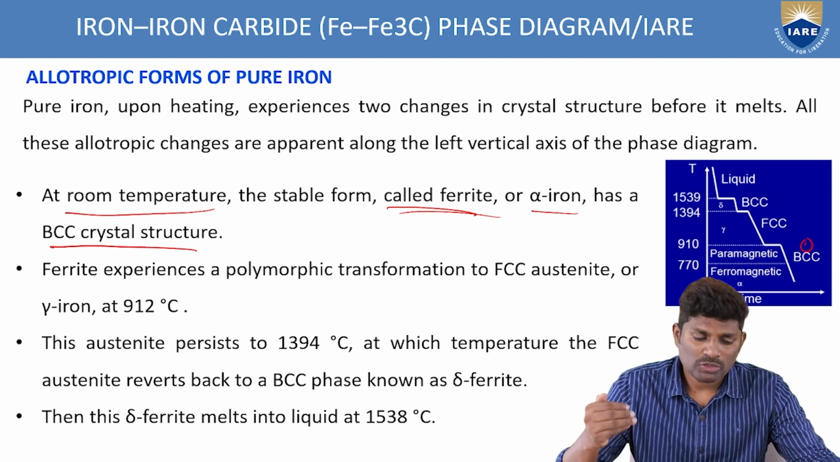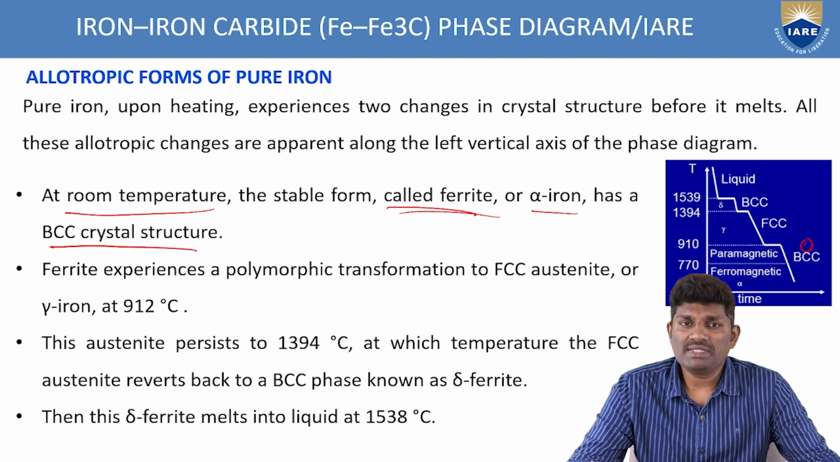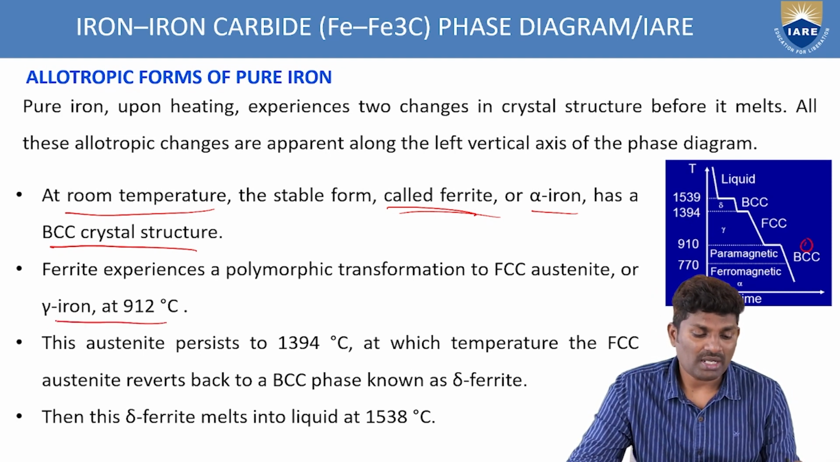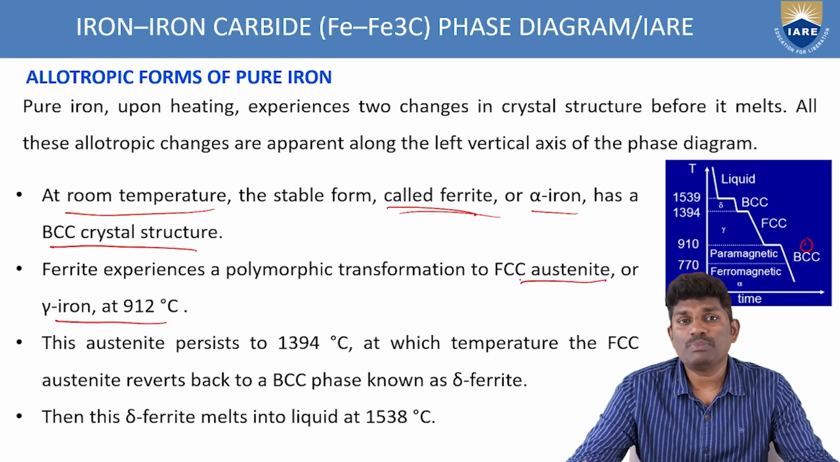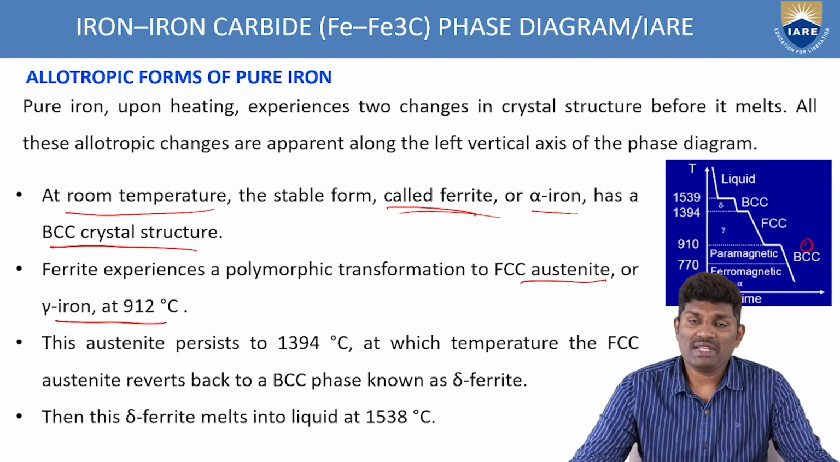Now, slowly this ferrite, the alpha iron, will experience a polymorphic transformation. Polymorphic means different types of crystal structures. So this ferrite will experience a polymorphic transformation to FCC, which is called austenite, or gamma iron, at 912 degrees centigrade. All these things you have to remember very carefully: how it transforms from one phase to another, one crystal structure to another, while changing the temperature scale.